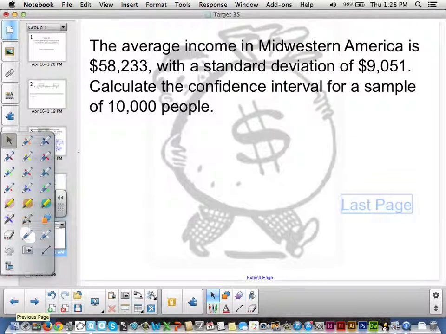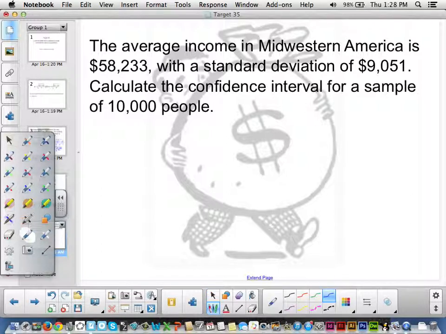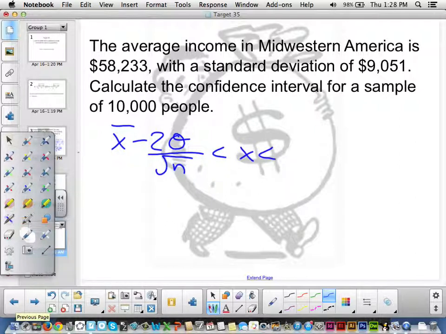So we'll take a look at this. Average income in Midwestern America is $58,233 with a standard deviation of $9,051. Calculate the confidence interval for a sample of 10,000 people. All right, so we're starting with the average minus 2 times the standard deviation times the error is less than X, which is less than the average plus 2 times the standard deviation times the error.